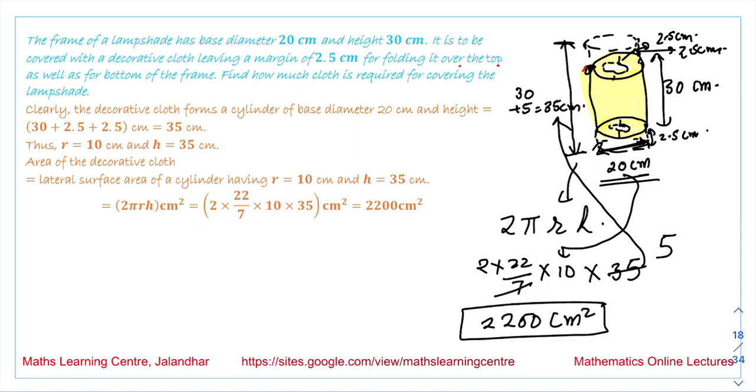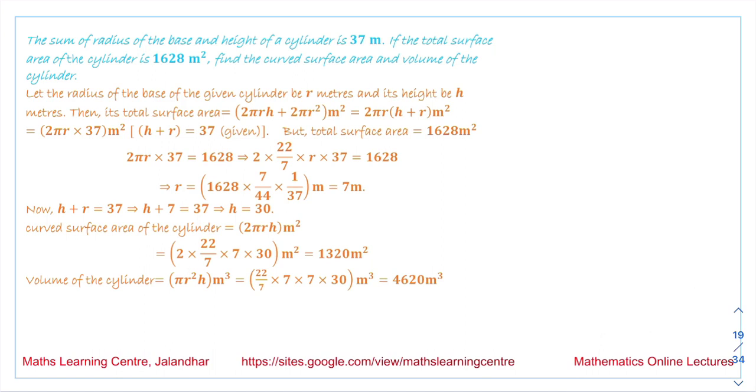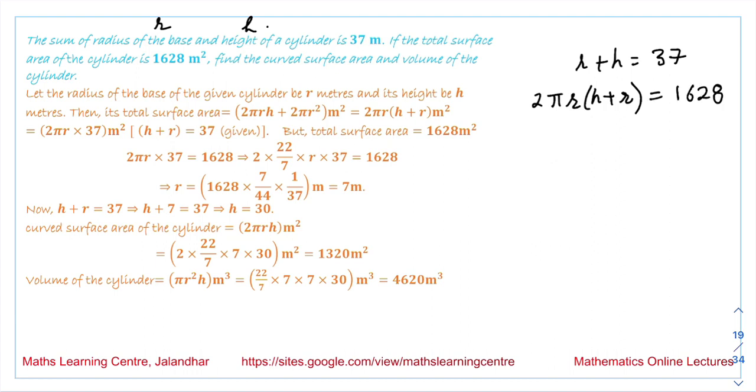Now the next thing given to us is that the sum of the radius of the base and height of the cylinder, that is r plus h, is equal to 37 meters. The total surface area, which is 2 pi r into h plus r, is the formula for total surface area. Its value is 1628 meter square. We have to find the curved surface area and volume of the cylinder.